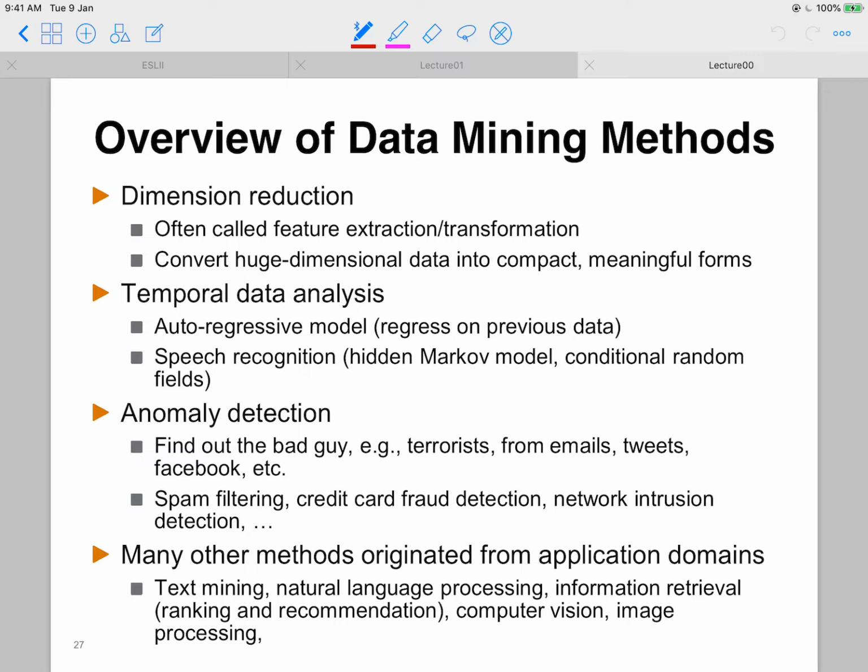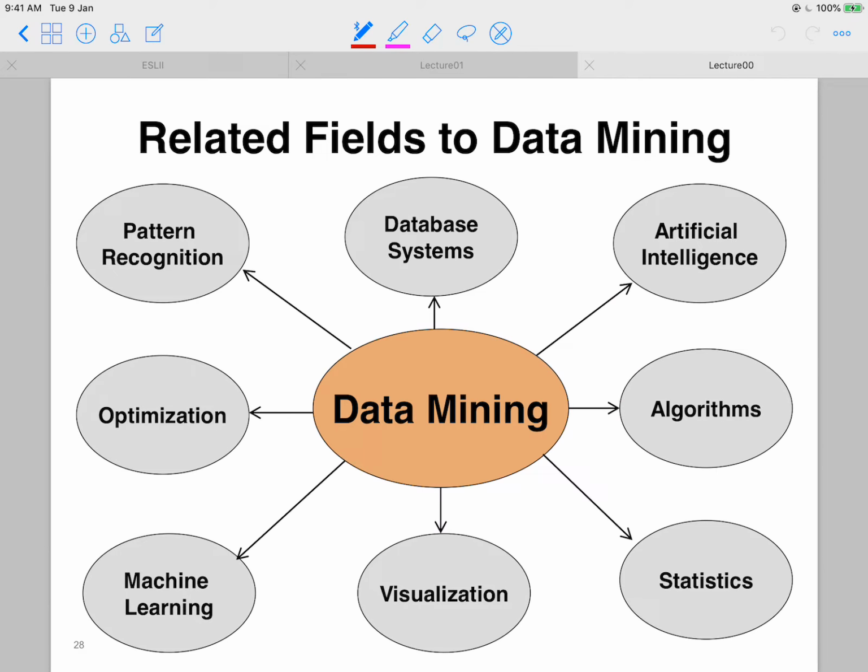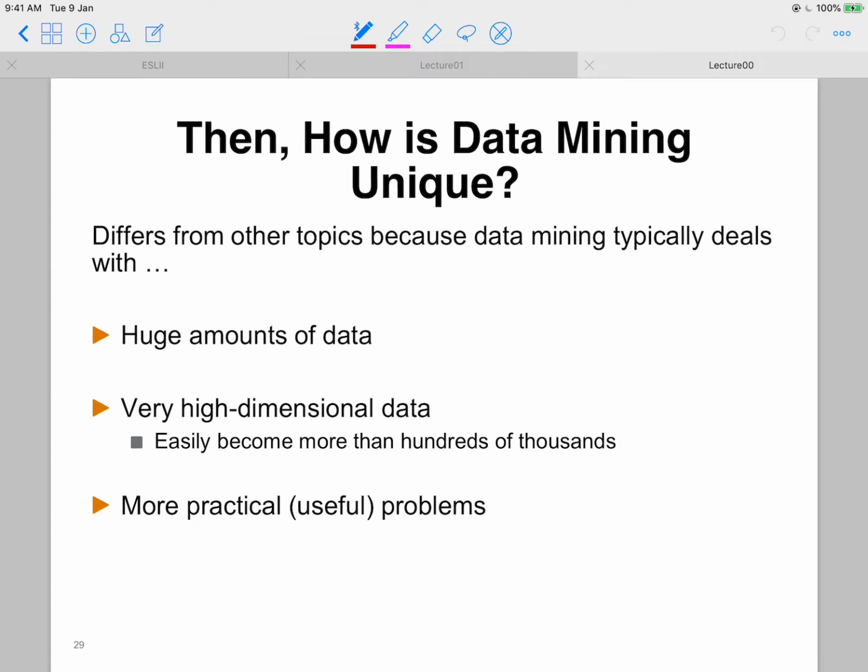Okay, and yeah, there are many different tasks in the data mining methods, but I'm gonna just skip them. And this data mining is related to many different fields. Okay, so I'll just skip this part.